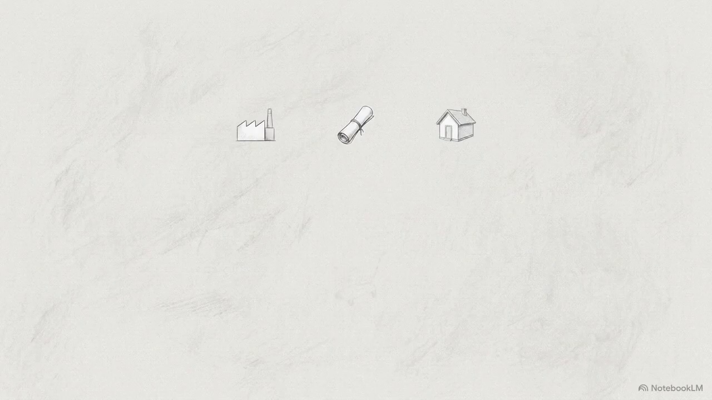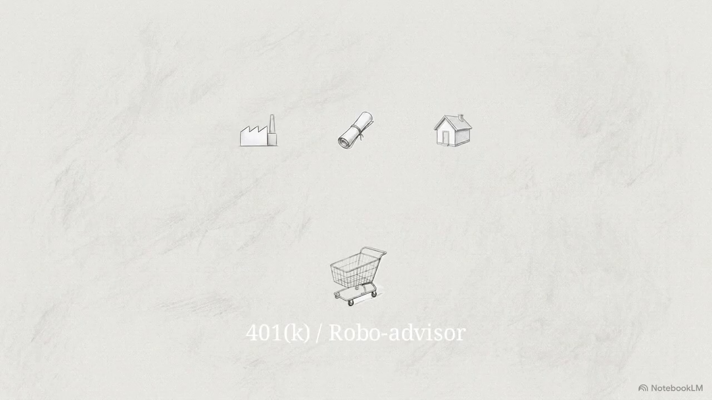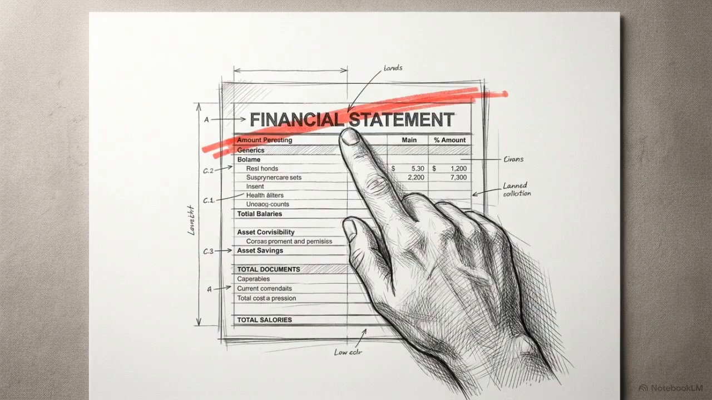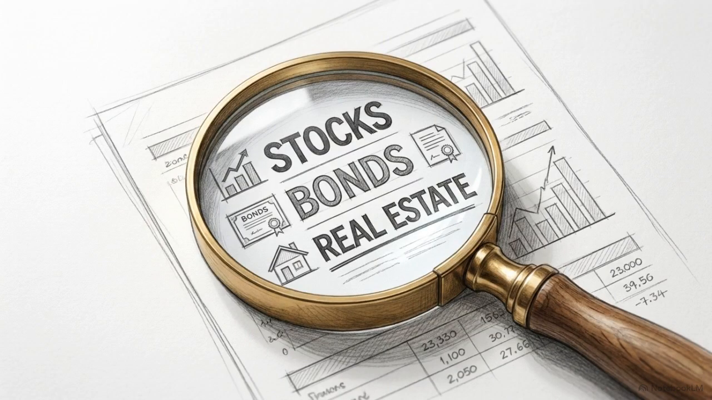property like real estate. It is important to distinguish the asset from the account holding it. A 401k or a robo-advisor is the shopping cart. The actual engines of wealth are the stocks and bonds you place inside it. Beating inflation requires looking past the account name on your statement to understand the unique mechanics and risks of the specific assets doing the work.